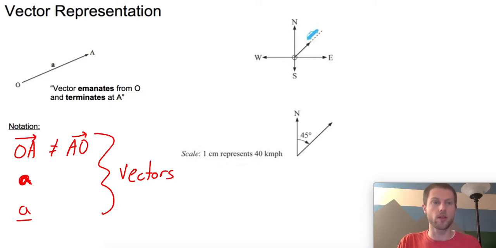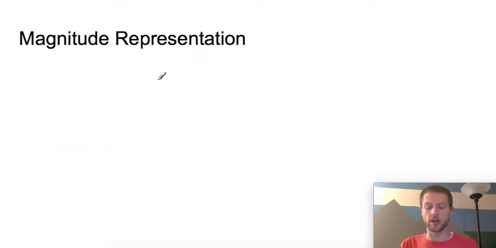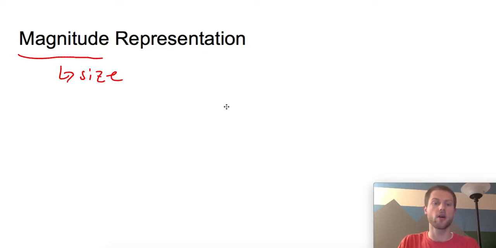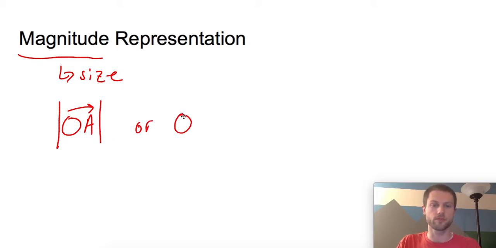So let's talk about what the magnitude representation might look like. Let's just talk about what the notation would be. This would be, again, kind of like a vector, except if it's just a magnitude, it is just a size or a length of that vector. So it doesn't require any sort of direction to it. You might see it written as, like before we had OA with the arrow over it, but what denotes this as the magnitude is putting these bars around the outside. Or you might just see OA by itself without the arrow.